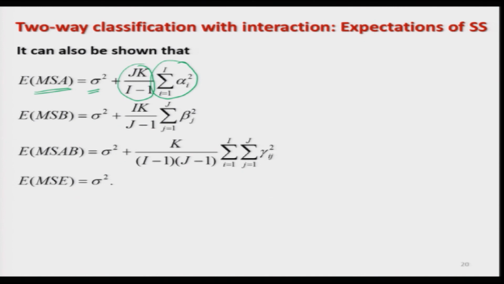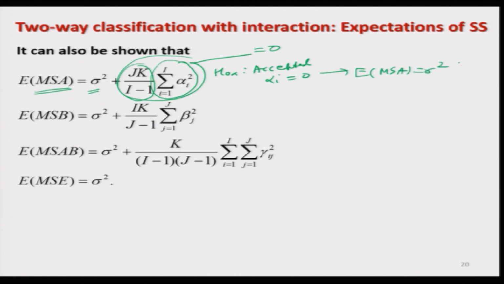And you can see here that if your H naught alpha is accepted, then all your alpha i's are going to be 0, and in this case this entire term will become simply equal to 0. And you can see then that the expected value of MSA is equal to sigma square. That means there is no effect of the factor A, and the entire variation is going to be explained only by the random errors epsilon ij's. So, this is how we are going to interpret it.